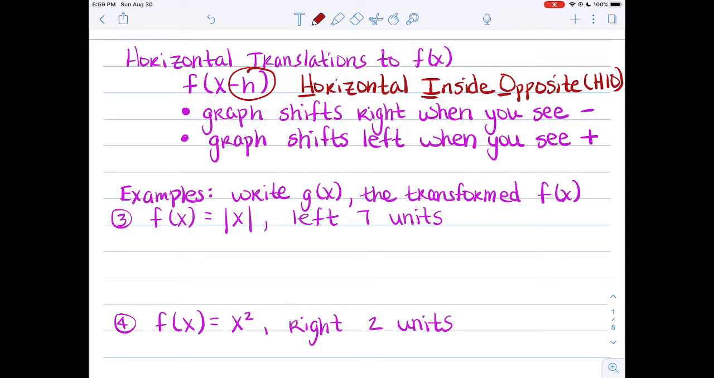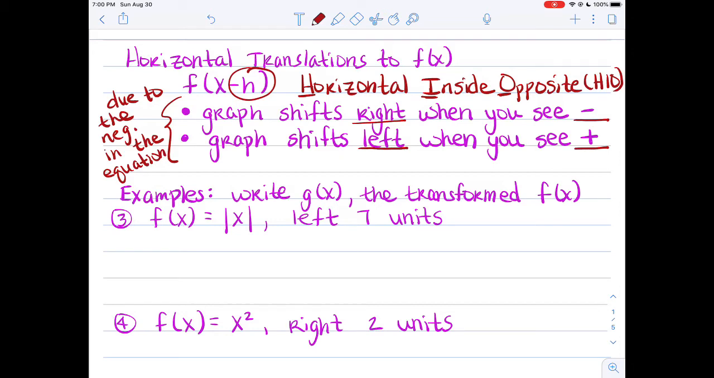And so whenever we have a graph that shifts to the right, that happens when you see a negative symbol. You would think of the right as going in the positive direction, but whenever you see a negative sign, that's sending it to the right, because remember, inside is opposite. So when the graph shifts to the left, you are seeing a positive symbol. This happens due to the negative in the equation. It's x minus h.